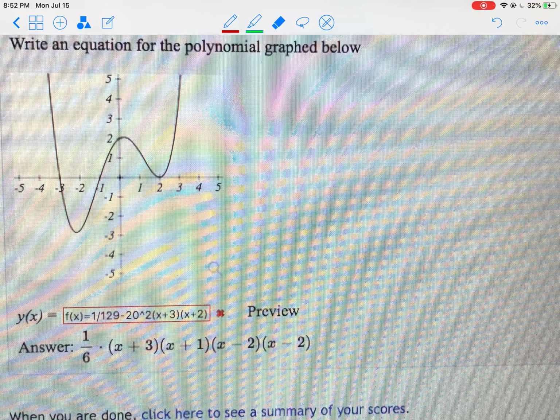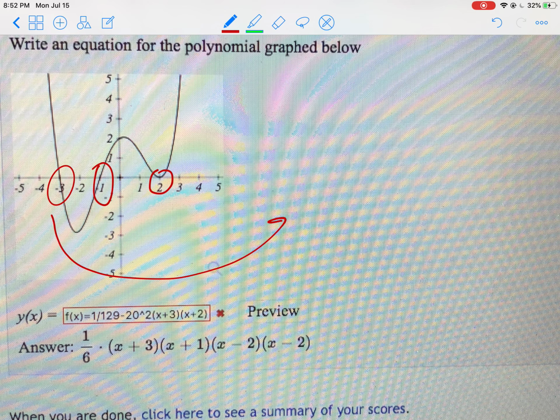So here we see that it crosses at x equals -3. We have one at x equals -1, and then this special place where it just touches the x-axis at x equals 2. So each one of these is going to give us a factor.